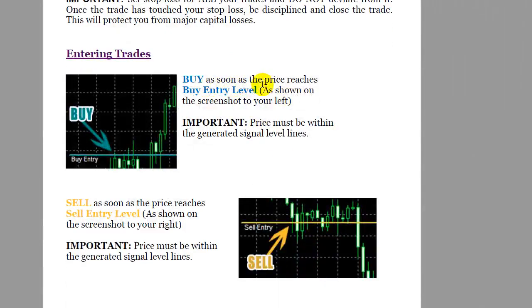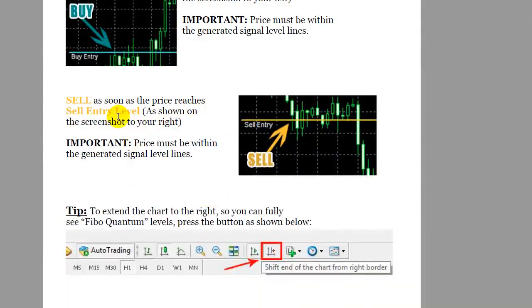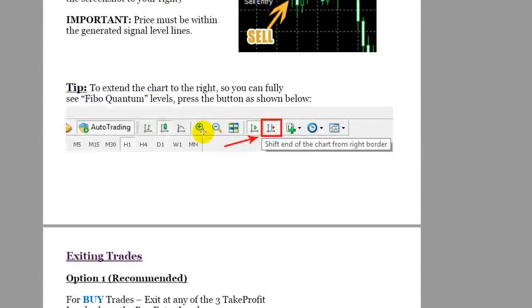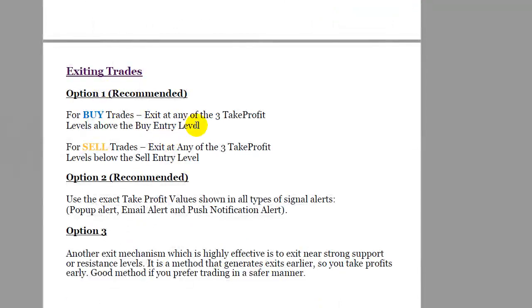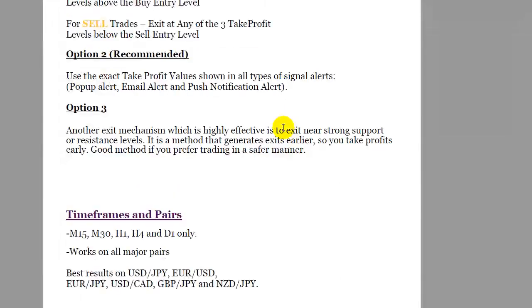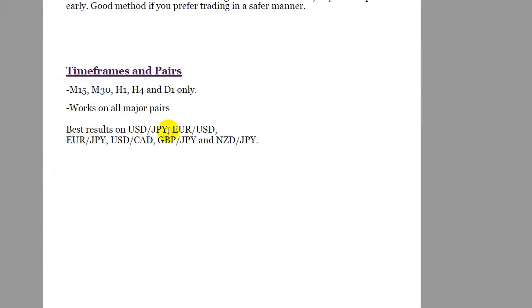Entering trades, buy as soon as the price reaches the buy entry level, which is right here. Sell as soon as price reaches the sell entry level, as you can see right there. And you see it's coming down, and this is coming up into it. Exiting trades, you got take profit targets. Perfect, like those. And time frames, and what pairs to use.